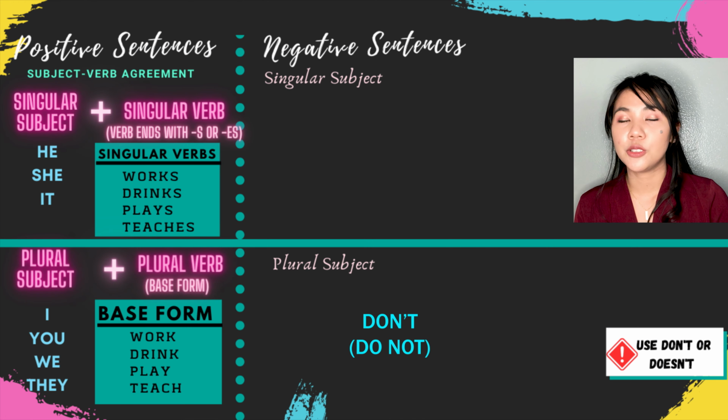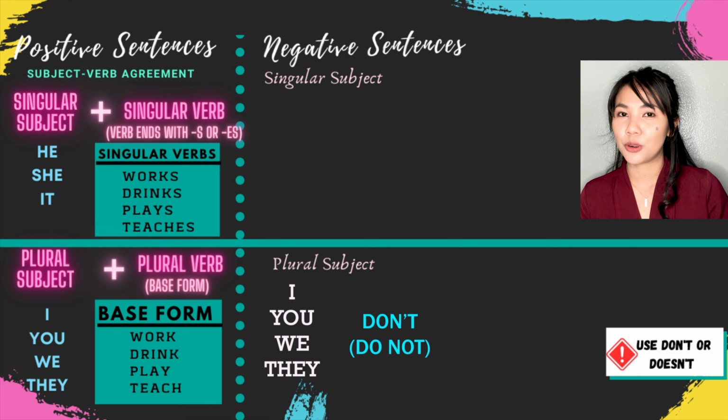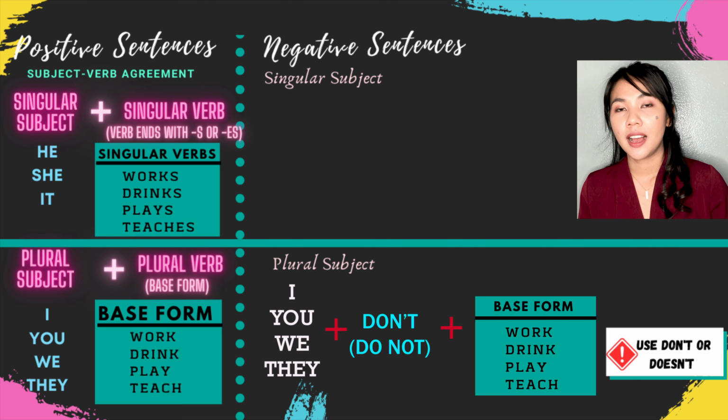So here we will use do plus not, or don't, for plural subjects, and for pronouns I, you, we, and they. But as I always say, use the contraction form don't to make it sound more natural, unless you want to emphasize your answer. Let's memorize this pattern. Plural subjects or pronouns I, you, we, they, plus don't, plus the base form of the verb. Repeat after me. I don't work. You don't work. We don't work. They don't work. Jay and Mark don't work.